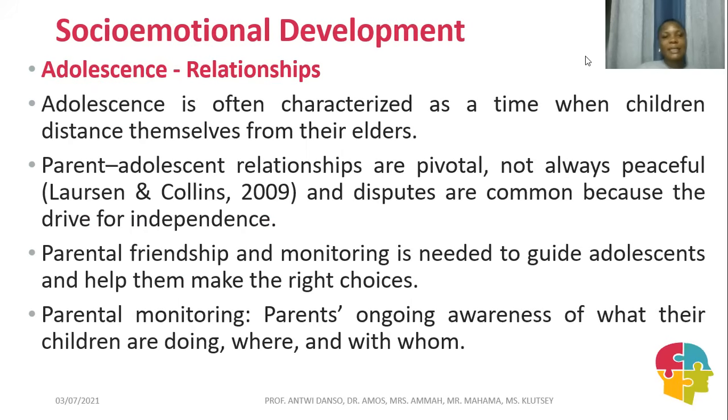Now let's look at adolescence. How do children develop socio-emotionally in adolescence? Now, in adolescence, they seek relationship. Adolescents seek relationship. It is characterized by a time when children distance themselves from their parents. Now they want to form relationships for themselves, with their peers most especially.